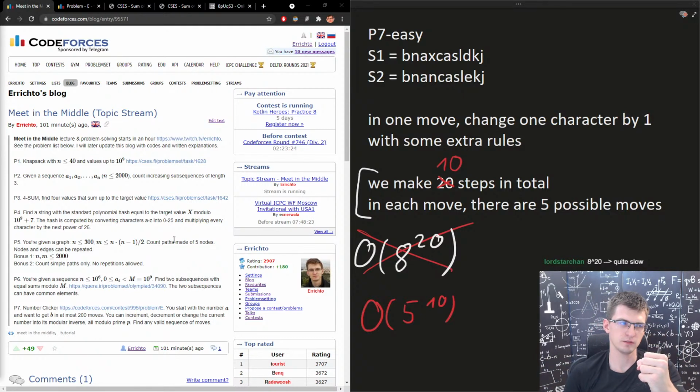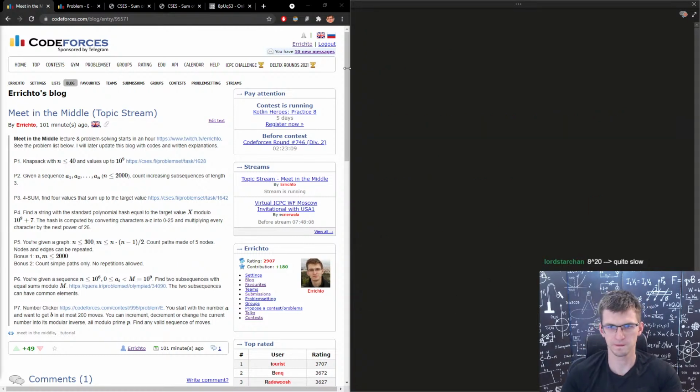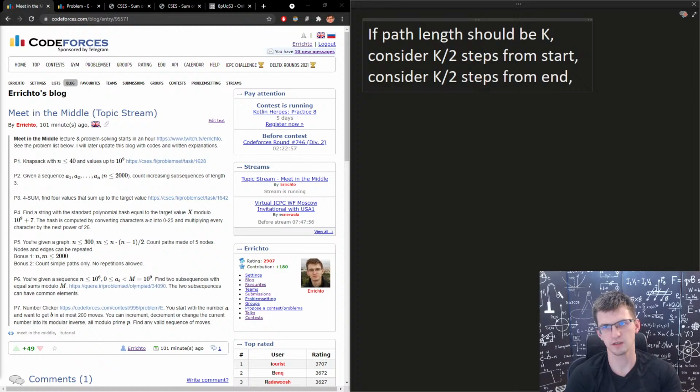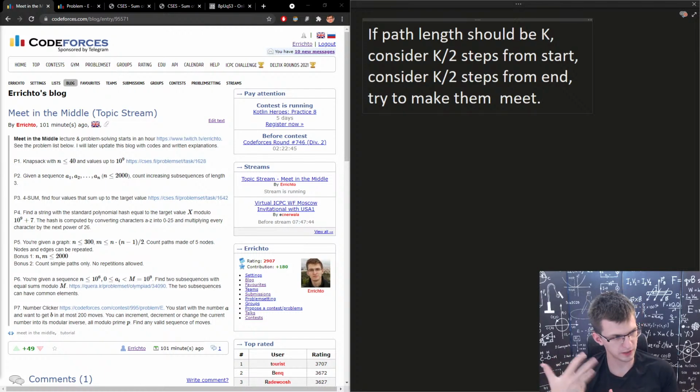Start from S1, traverse some path of length up to 10, simultaneously or later start from S2 and go the last 10 steps and try to meet. If path length should be k, consider k over 2 steps from start, consider k over 2 steps from the end, try to make them meet. Okay. So find all the paths from the start, remember where you can get, do the same from the end, remember where they can get, and in those two lists you need to find the same node.